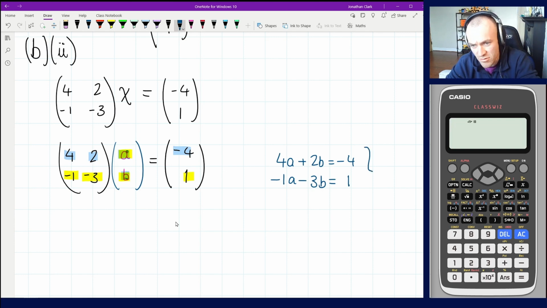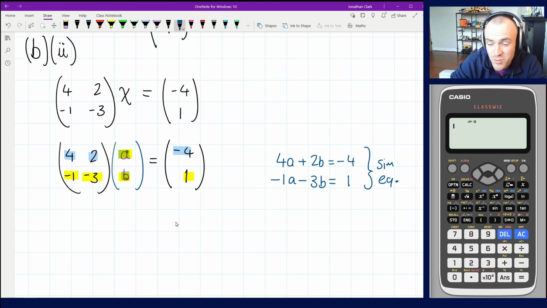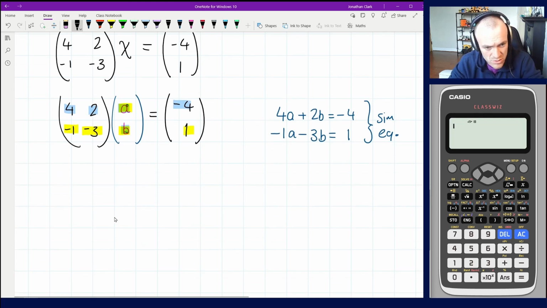And you could solve those simultaneously. However, there's something else that we can do that might be a little bit easier in some ways, especially because we've already worked out A inverse. What we could do is take this statement, let's write it again.